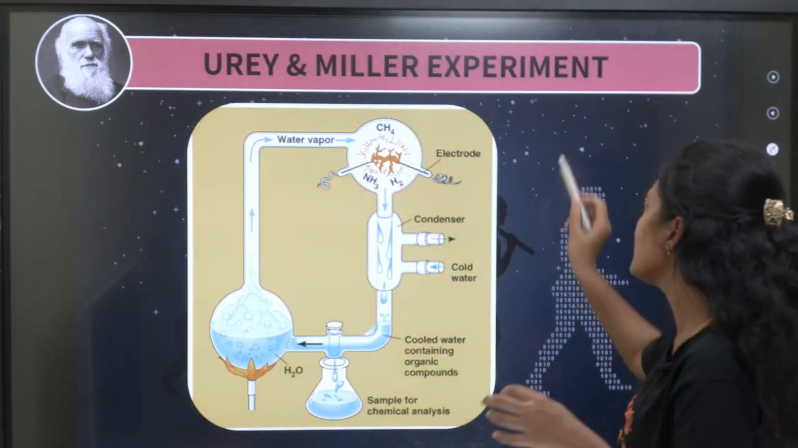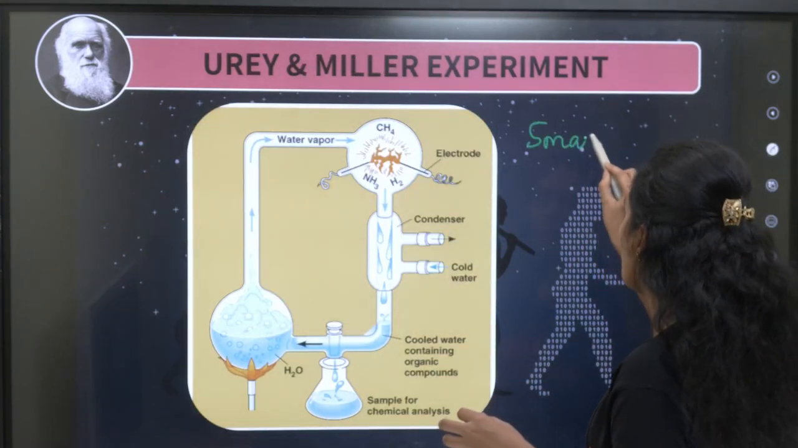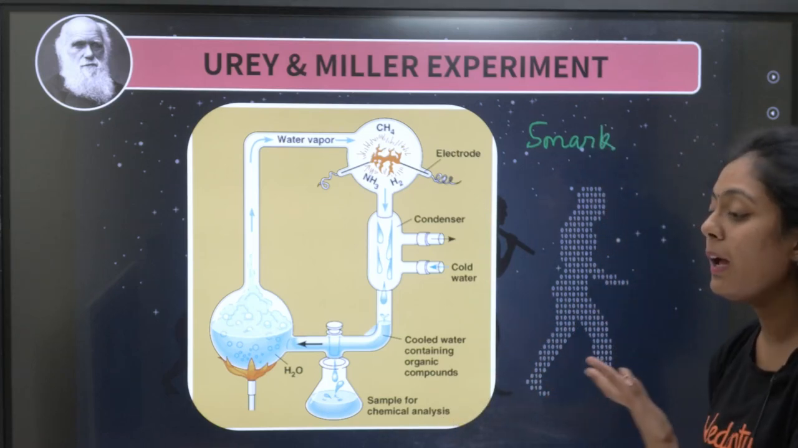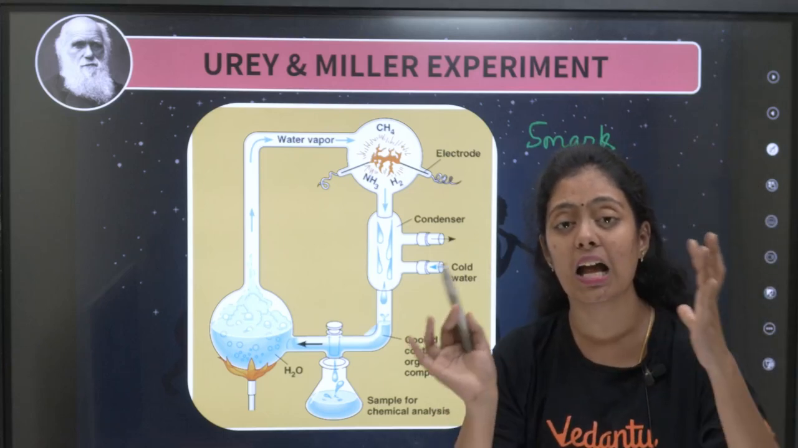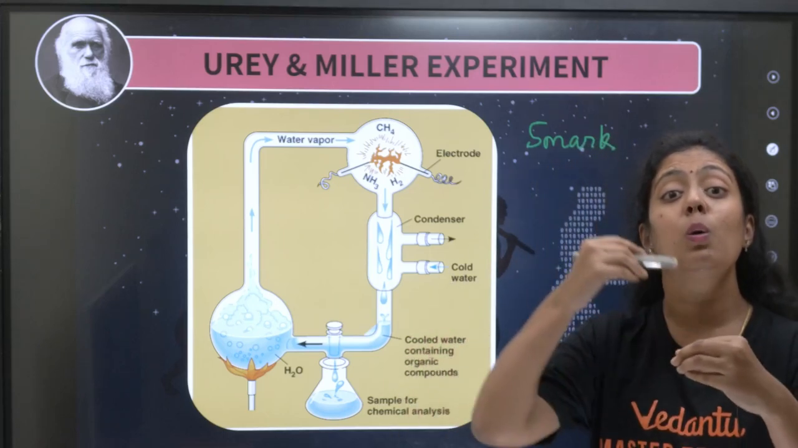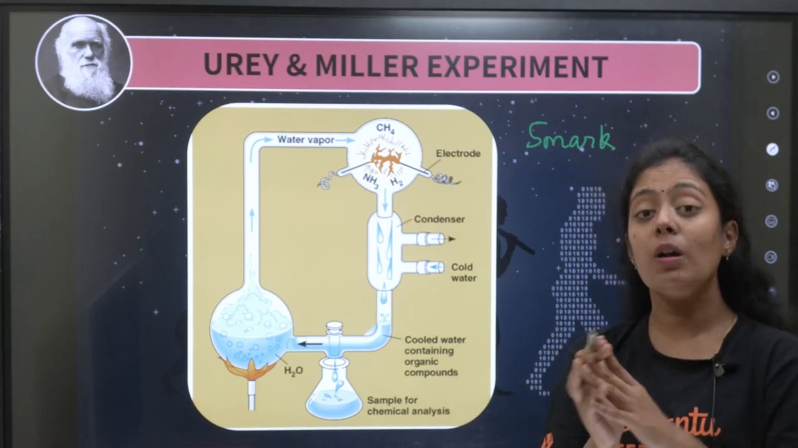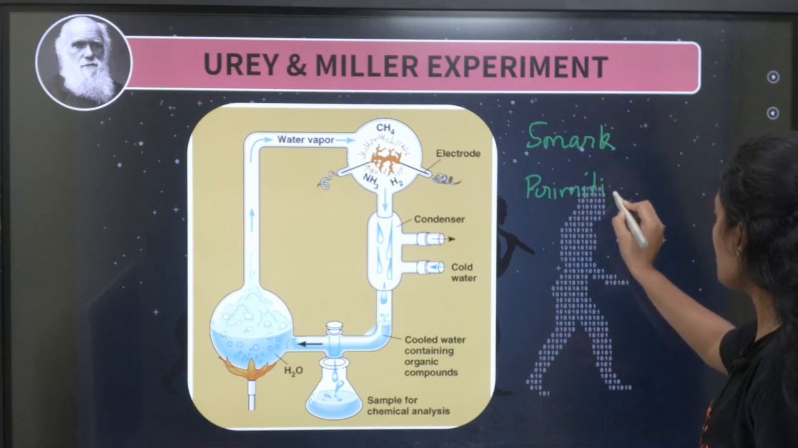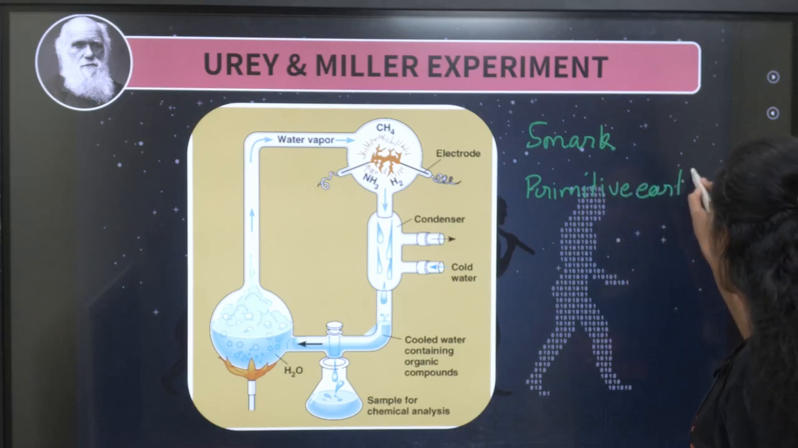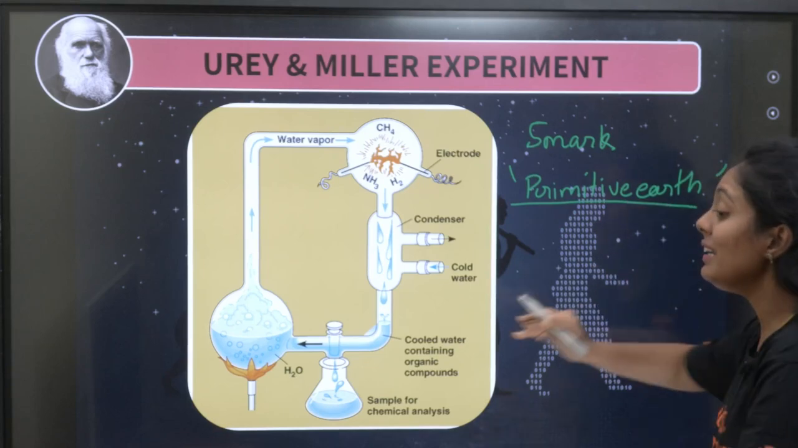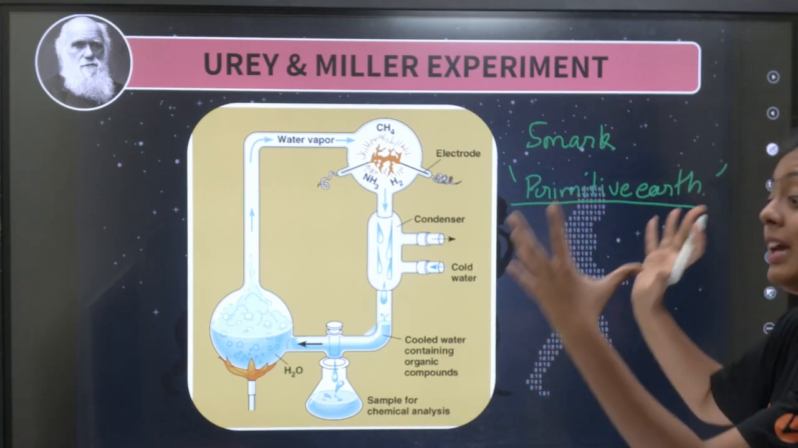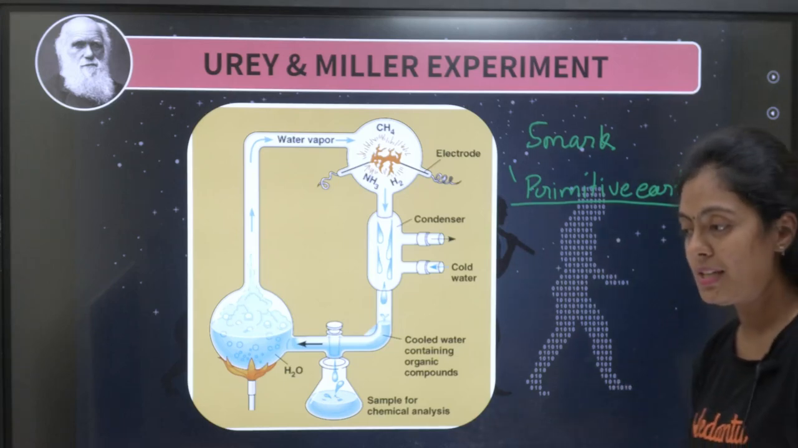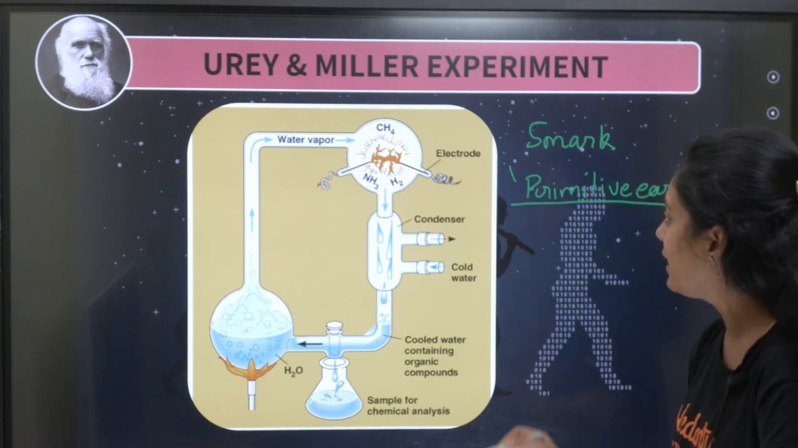So this experiment is a compulsory 5 mark question: the Stanley Miller experiment. Okay, Stanley Urey and Miller experiment. So what did they actually do? They wanted to prove chemical evolution. Okay, they recreated your primitive earth. They tried to recreate how our earth would have been in the olden days in this experiment or apparatus. Okay, so what happens here, they used 3 important gases.